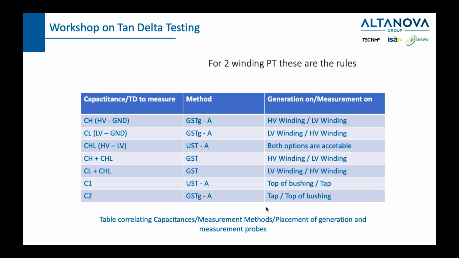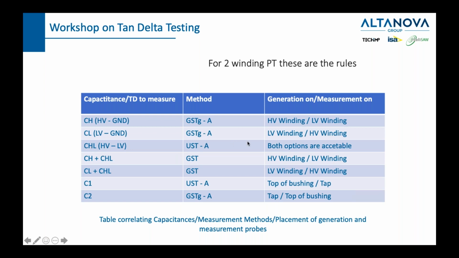And this is another way of showing how different methods are used when measuring on a transformer. If we want to measure CH, obviously it's touching the ground, we need to use a GST-GA method, automatically chosen by the system, generate on the high voltage winding and measure on the low voltage winding. If we switch and generate on the low voltage winding and measure on the high voltage winding with the same method, we will measure CL.